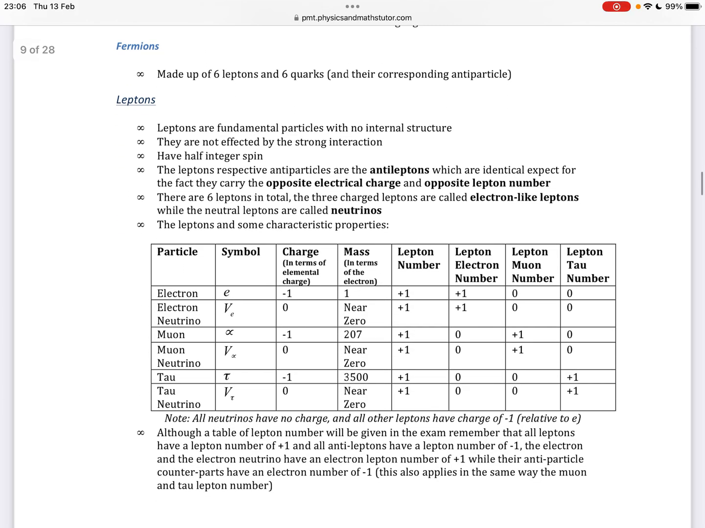The fermions are made up of 6 leptons and 6 quarks and their corresponding antiparticles. What is a lepton? Leptons are fundamental particles with no internal structure. They are not affected by the strong interaction, and they have half integer spin. The leptons' respective antiparticles are the anti-leptons, which are identical except for the fact they carry the opposite electrical charge and opposite lepton number. There are 6 leptons in total.